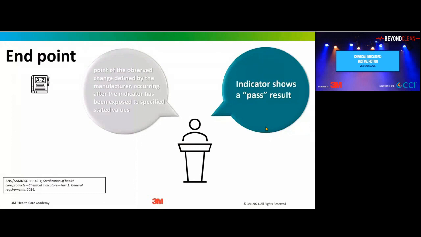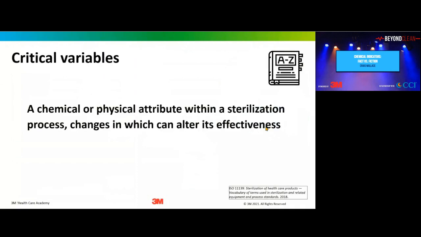Here's another important one, and you saw this already referred to in the chemical indicator definition. A critical variable: a chemical or physical attribute within the process, changes to which can alter its effectiveness. So these are parts of the process, and the best way is to look at some examples so you know what I'm talking about. So time, temperature, pressure, etc.